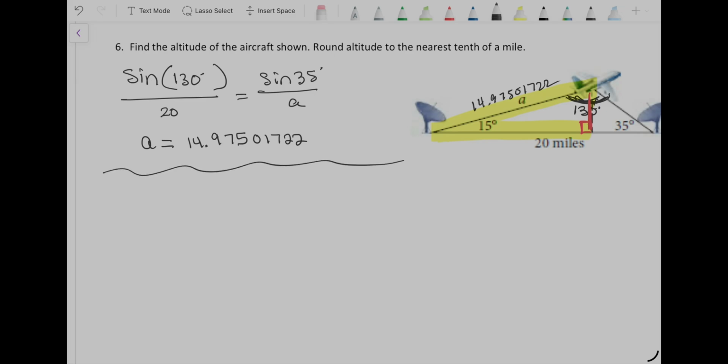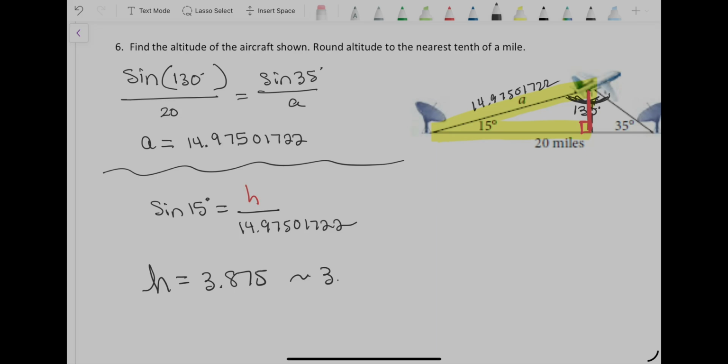I can just say, I know that the sine of 15 degrees is equal to the opposite leg over the hypotenuse, which was 14.975, like so. Solving for h, I will get a height of 3.875, or in other words, 3.9, and my label will be miles for this one. So the aircraft is 3.9 miles high.